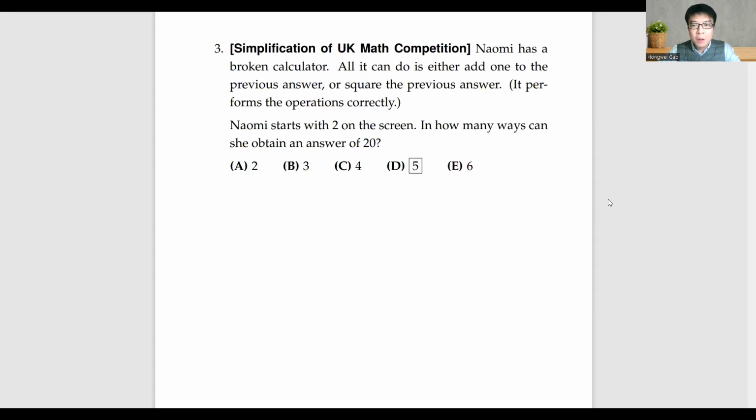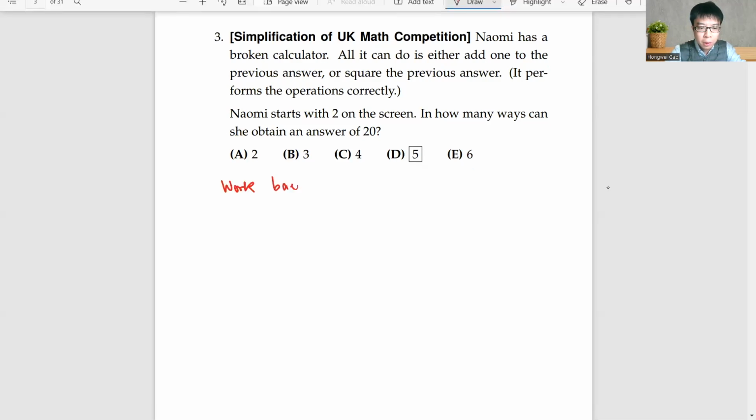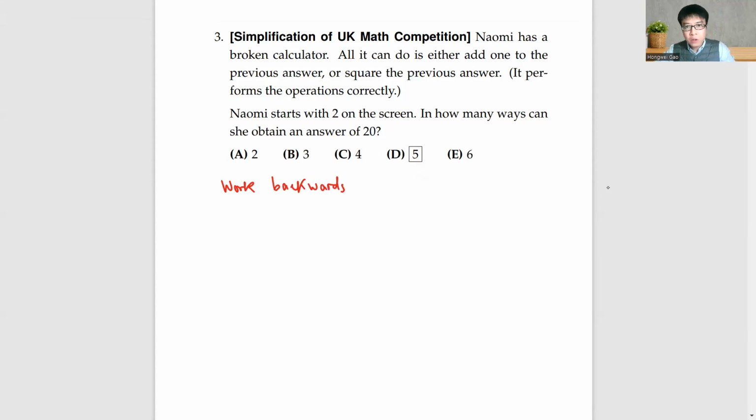Question 3. Naomi has a broken calculator. You can only do either adding 1 to the previous answer or squaring the previous answer. Now the question is, Naomi starts with 2, and in how many ways can she obtain an answer of 20? This question is better to work backwards. In other words, the question is equivalent to: in how many ways can we start from 20 and get back to 2, following the rule here.